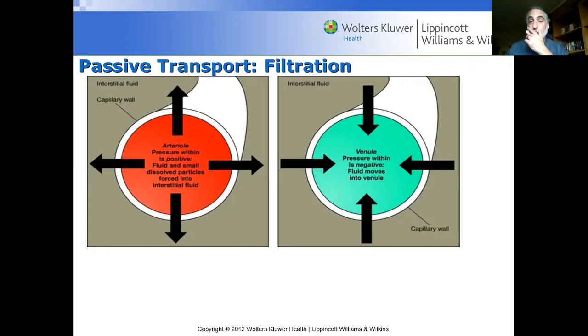So that's hydrostatic pressure forcing it out. As it passes that point, the pressure, both hydrostatic and osmotic, changes. Because it is forcing water out here, it is increasing the concentration of the bloodstream, which then increases osmotic pressure on the other side to draw fluids back in. And with those fluids come the waste products. Okay?